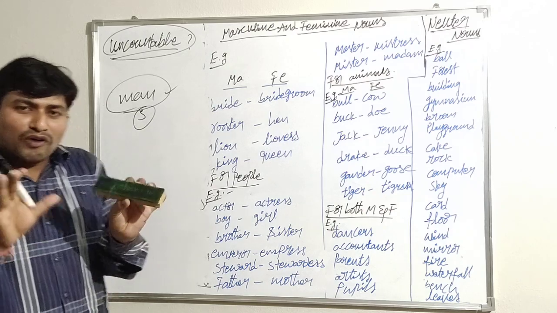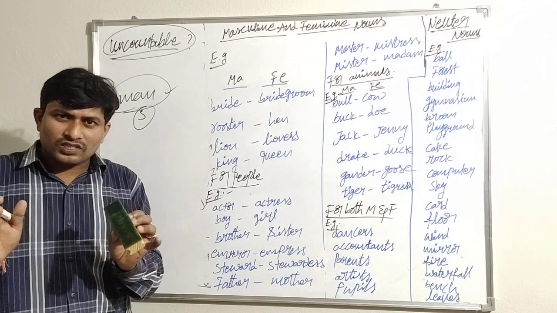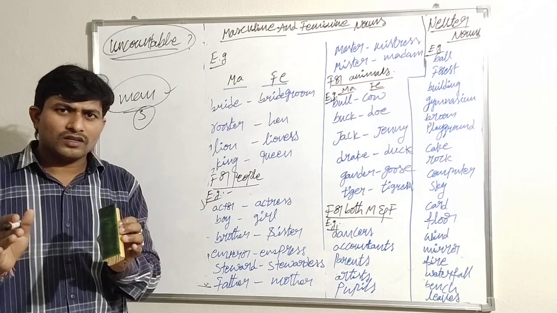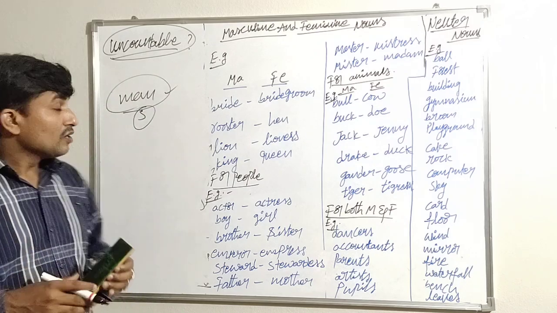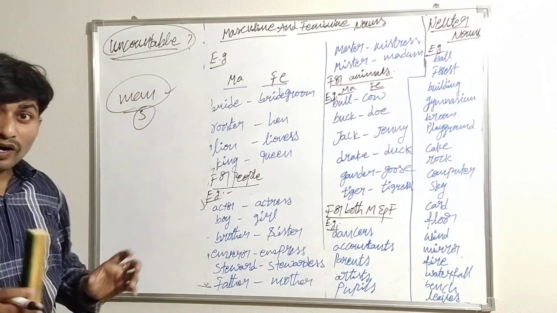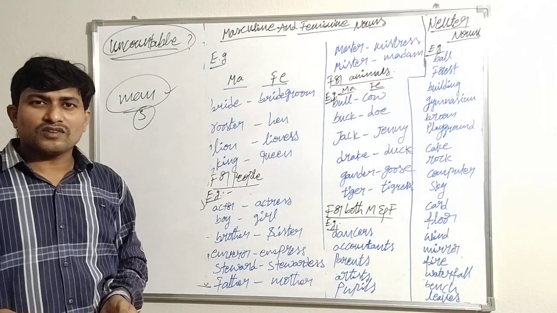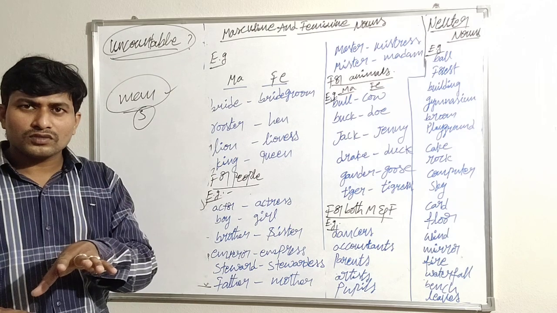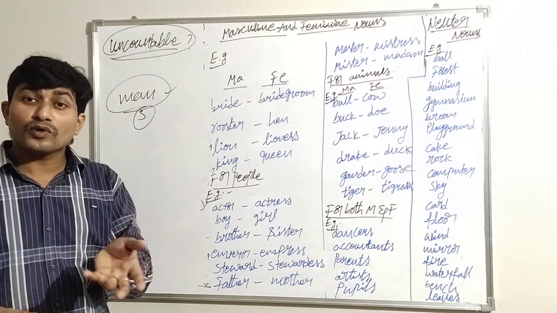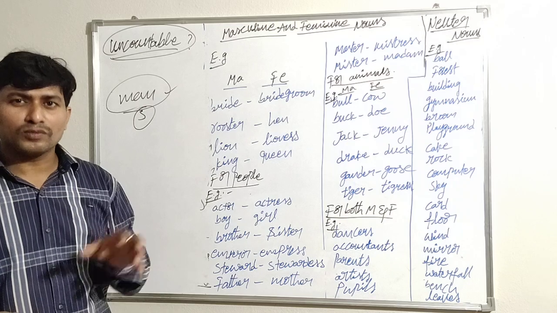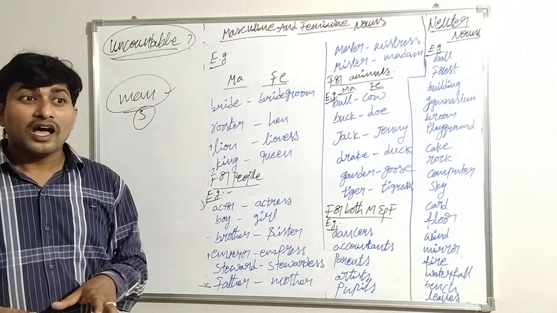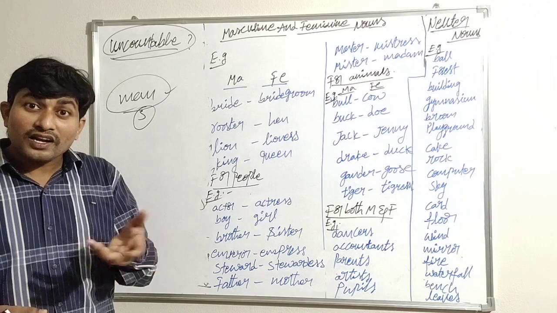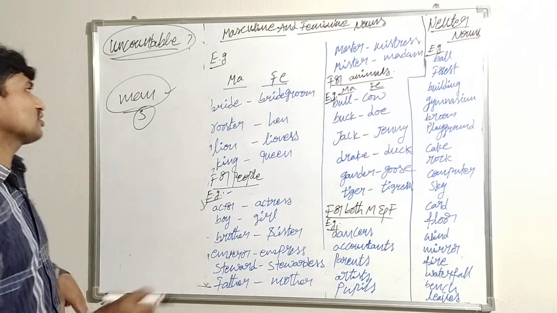Do you understand? Countable nouns are known as both singular and plural nouns. But what about the uncountable noun? What we are unable to count. So, that's why neither singular nor plural nouns are called uncountable nouns. But what are the uncountable nouns? Uncountable nouns are those which we are unable to count. Let's find out.